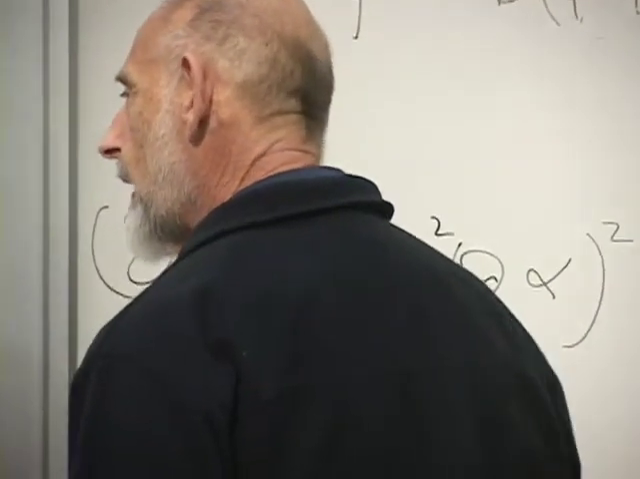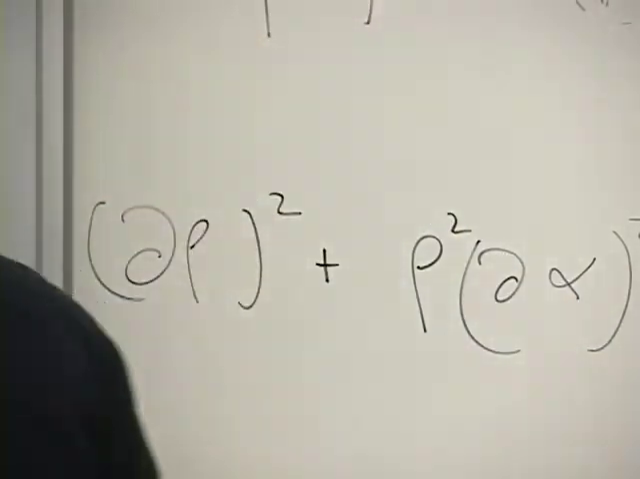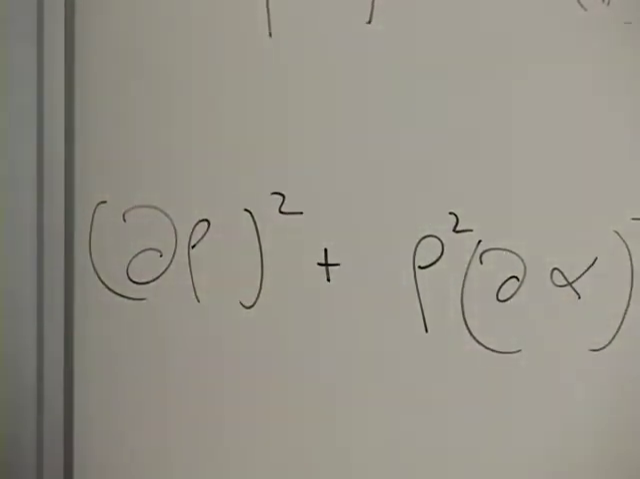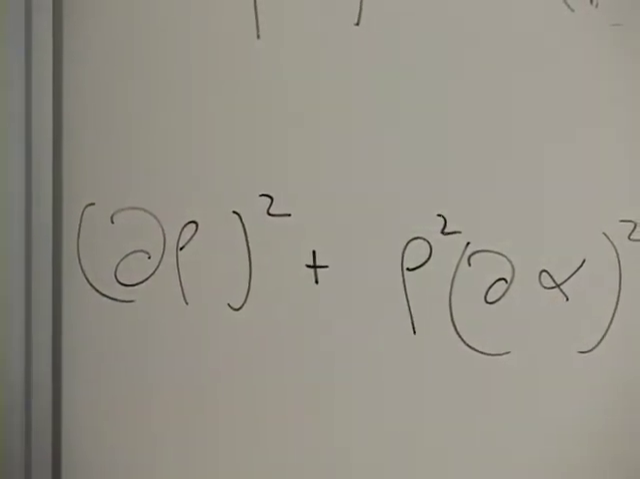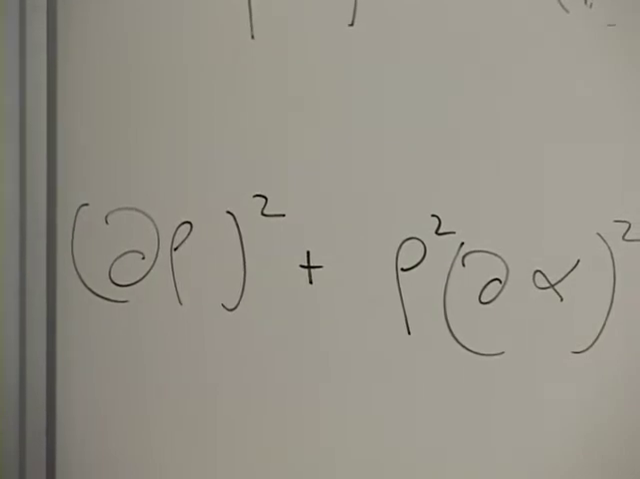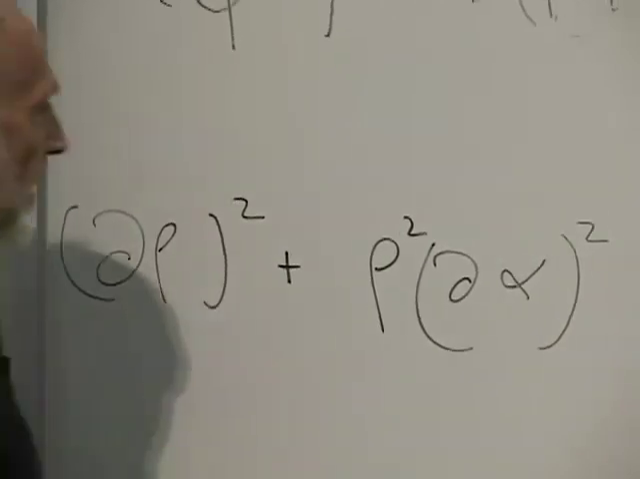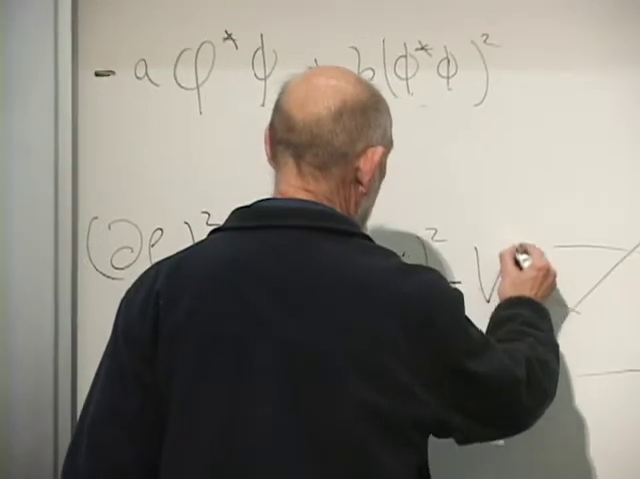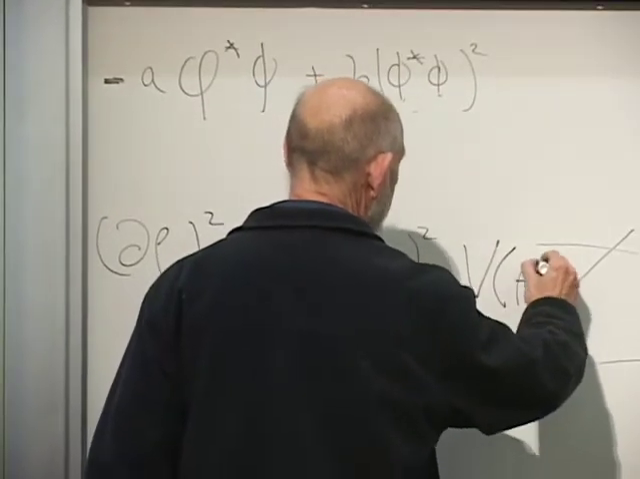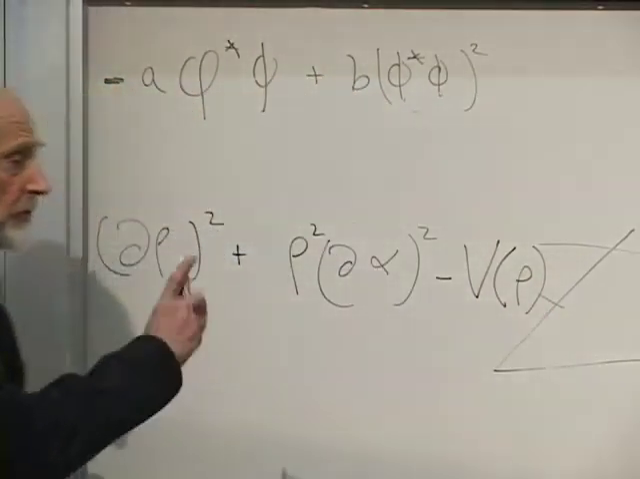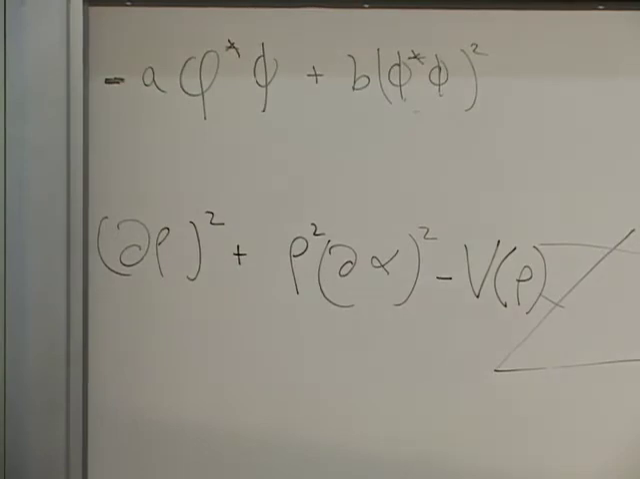And then finally, V of, what is phi star phi in terms of rho and alpha? Rho squared. Notice that the potential only depends on rho and not alpha. That's just the symmetry.